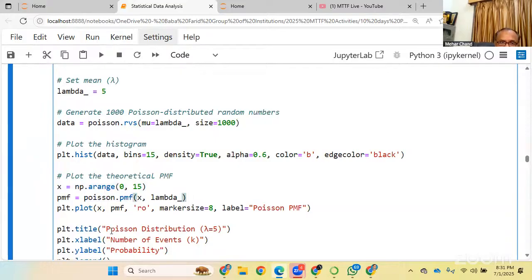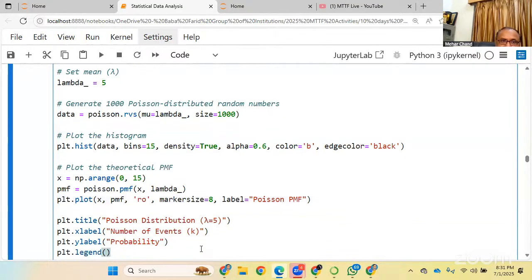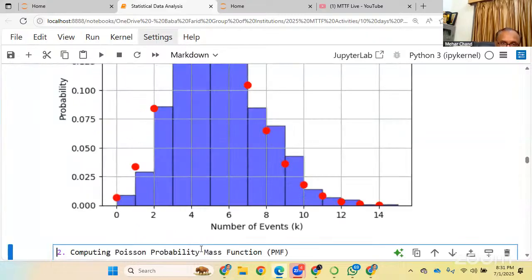This is the function, and then we will plot the PMF by using the same statement as we did in the previous examples. plt.plot x comma PMF comma, and this is the marker used at this place, 'ro', red circle. The marker size is 8, and label is Poisson PMF. Then there are the other customizations like xlabel, ylabel, title, etc. And at the end we have the legend and grid, show.